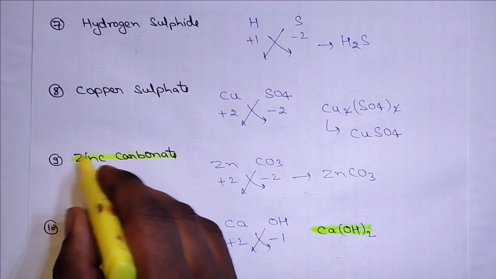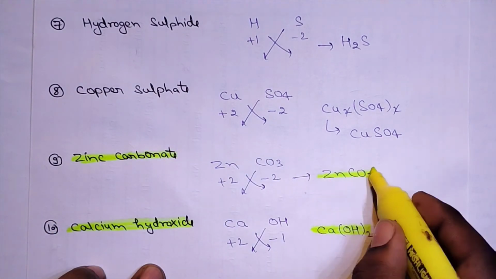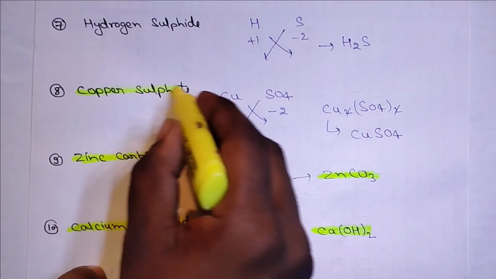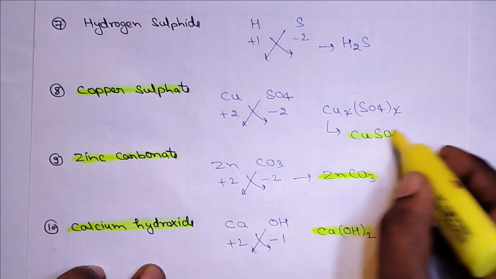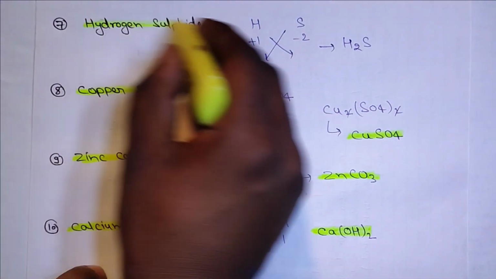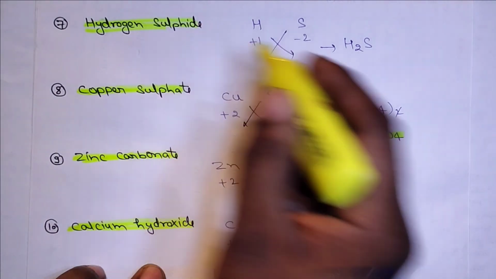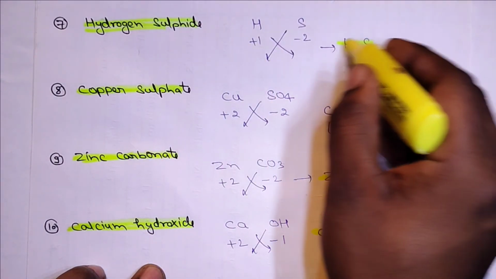Zinc carbonate, formula is ZnCO3. Copper sulfate, formula is CuSO4. Hydrogen sulfide, and its formula is H2S.